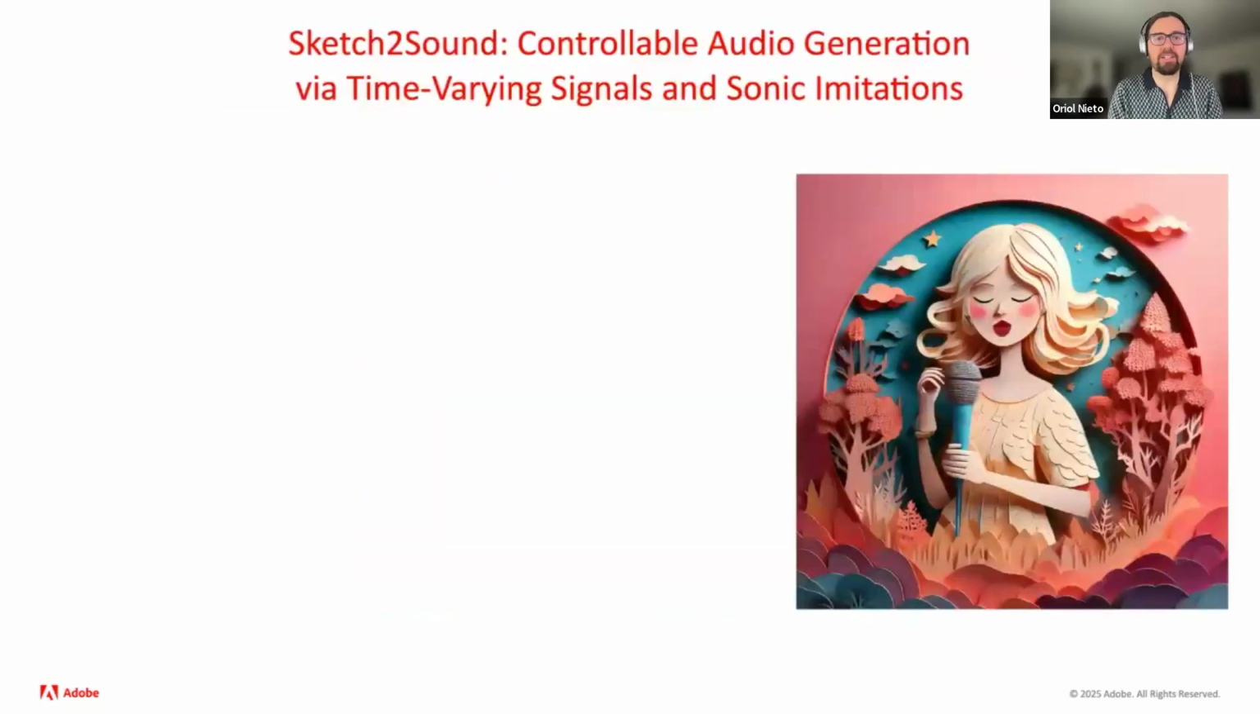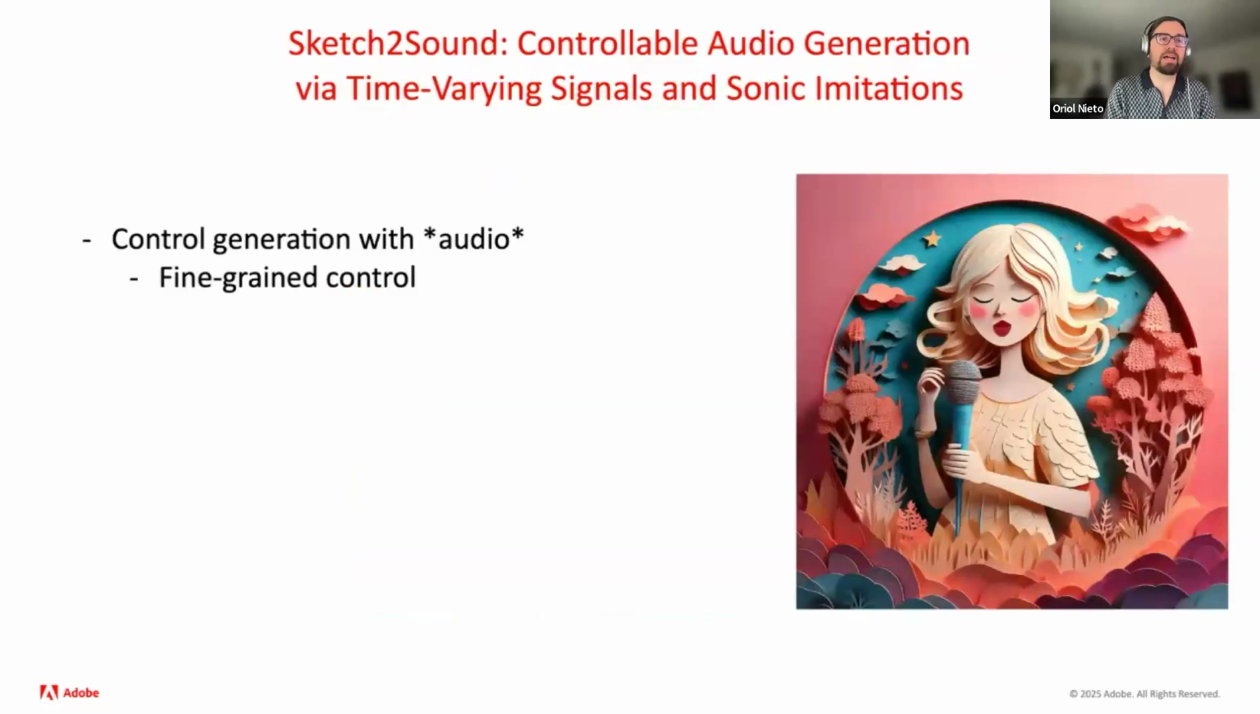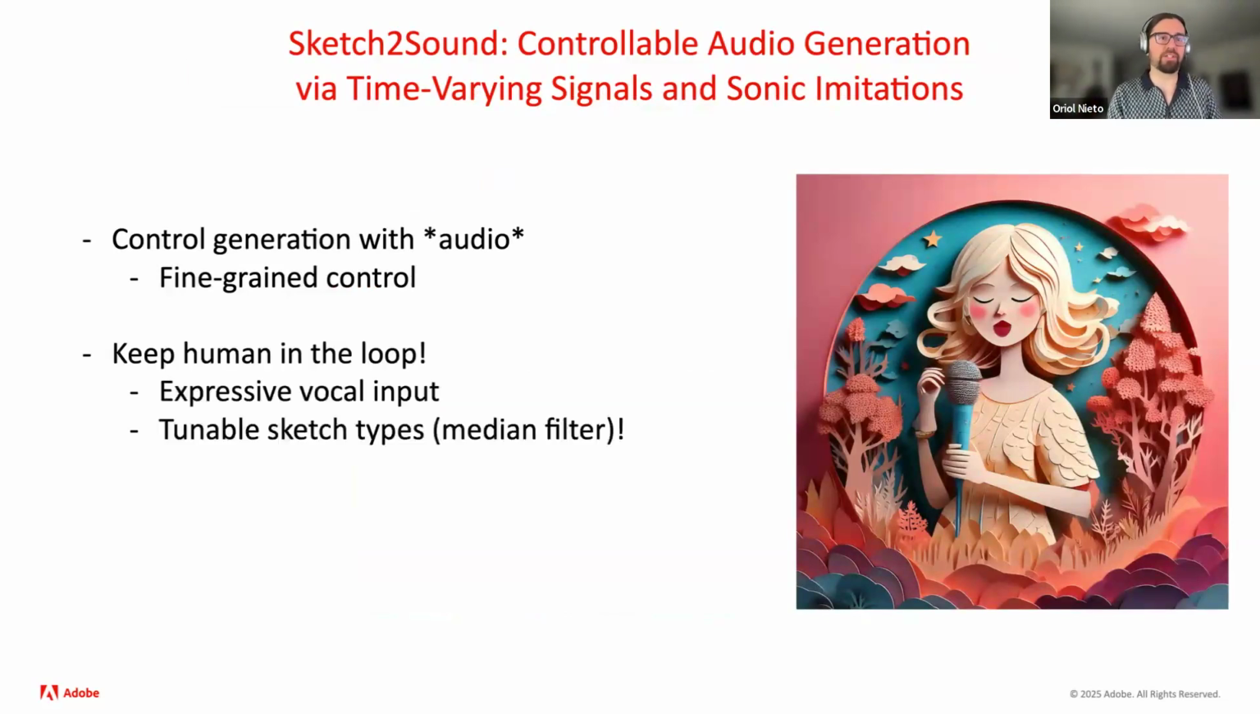All right. So just to summarize sketch to sound, we added control generation with audio and fine-grained control. You can just input any audio signal and it will adhere to this audio when the sound generation occurs. Then we keep the human in the loop, right? We bring back the performer here, expressive vocal input or any type of audio input, and you can tune the type of sketches using the median filter, which makes it even more expressive.